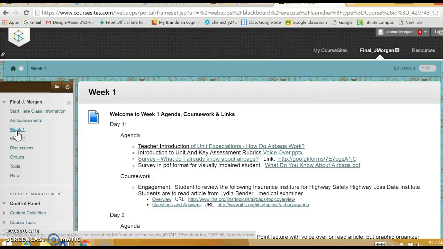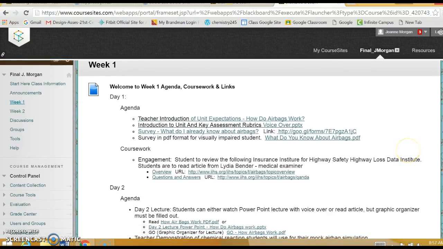So let's just kind of lay it out here. There's day 1 agenda. You can see the expectations, my introduction. There's the rubrics. There's a voiceover PowerPoint for students. They'll be doing a survey at the very beginning, and it's not graded. It is just more formative both for the student and for myself to let us both know what our knowledge base is with regards to airbags. Where are we at in our knowledge?